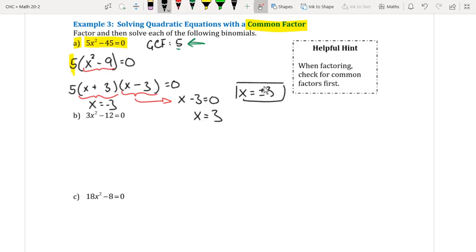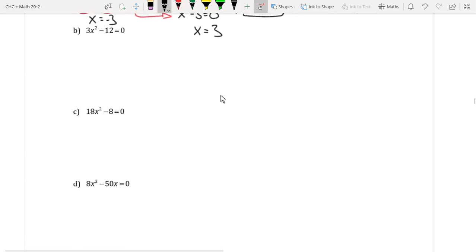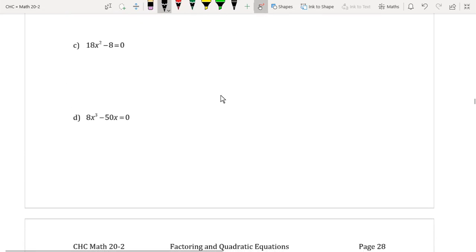I'm going to do C as well. Move on down to C here. It's a binomial. It is not a difference of squares the way it's presented here. So we cannot factor this as a difference of squares, but 18 and 8 have a greatest common factor of 2. So we can factor out a 2, which leaves us with a 9x squared and a negative 4.